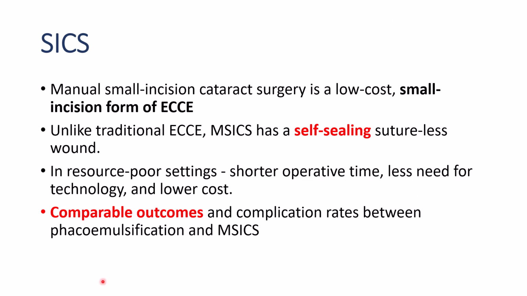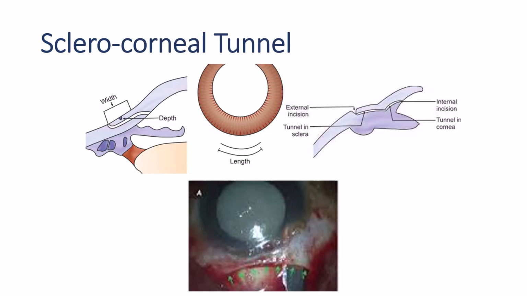So a little bit about SICS. It's manual small incision cataract surgery. It's a low-cost surgery, a small incision form of ECCE. Unlike traditional ECCE, it is a self-sealing sutureless wound. It is triplanar in nature, and SICS is still being done in a number of resource-poor settings because it is cost-effective and simpler. At the end of 6 months, the visual outcomes between SICS and phaco are comparable.